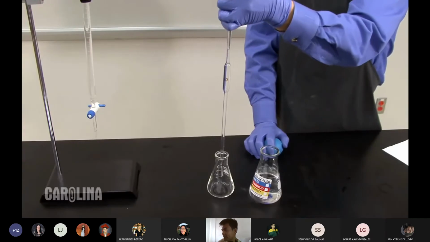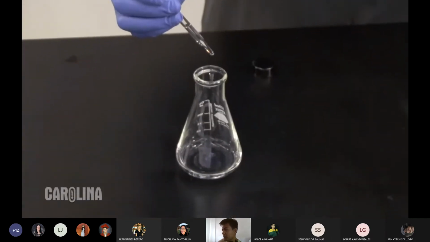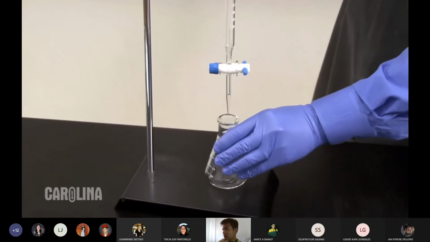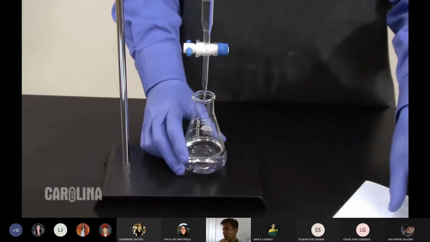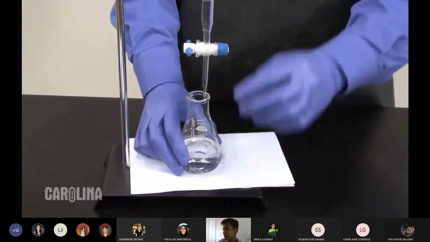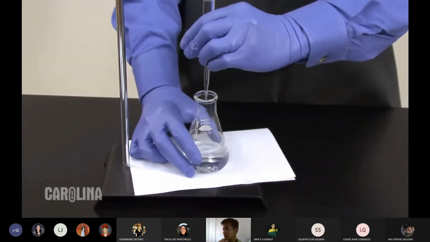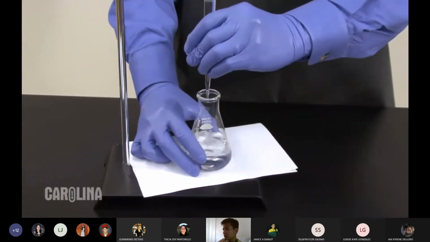Add a few drops of indicator to the flask and swirl. Place the flask under the tip of the burette. Record this volume. Placing a piece of white paper under the Erlenmeyer flask may make it easier to detect the color change. Operating the burette requires 2 hands.